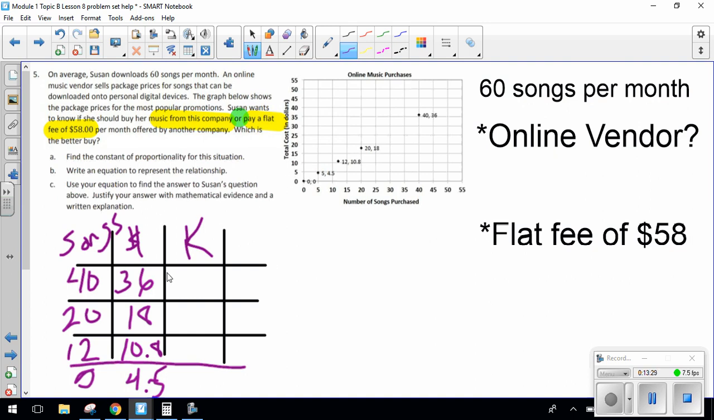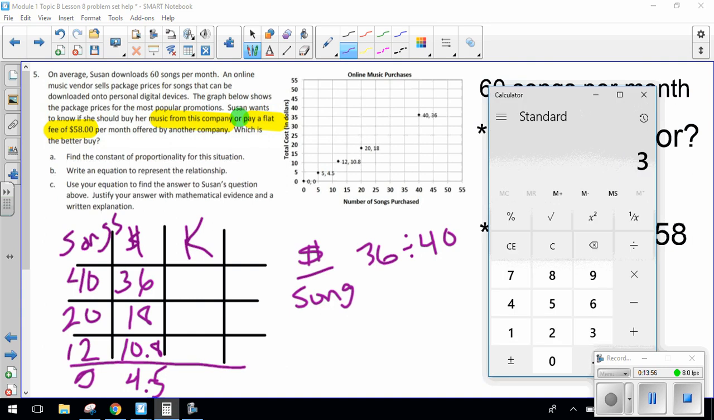So what we're going to do is find how much one song costs. The thing that you're trying to find one of is your denominator. So we're going to compare cost to song, and we're just going to divide. For the top here, I'm going to take 36 and divide it by 40 in my calculator, and you should get 0.9.